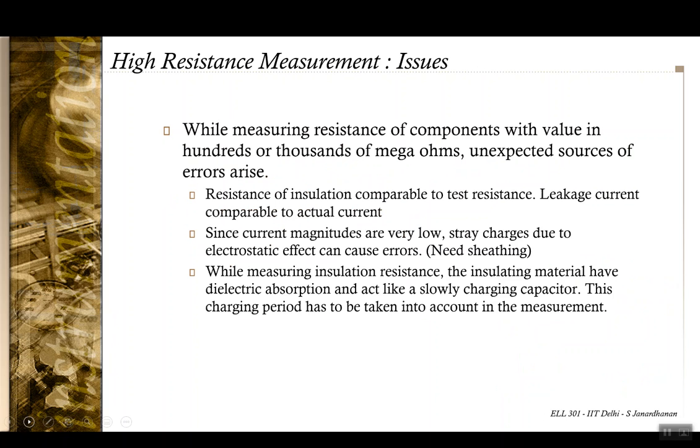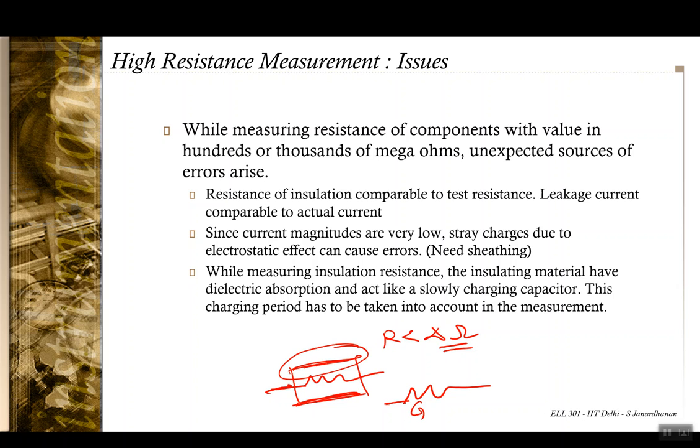So while measuring resistances of very high value, what you would have here is that, let us say you have a high value resistance here, and of course there is an insulator around it. Okay, so because the actual resistance is of high value and the insulator is basically another resistor whose resistance is not really infinite, it is also very high. So what you end up with is a giga ohm resistance here and another resistance which is of a comparable range. So the resistance of the insulation will also become comparable to the test resistance.